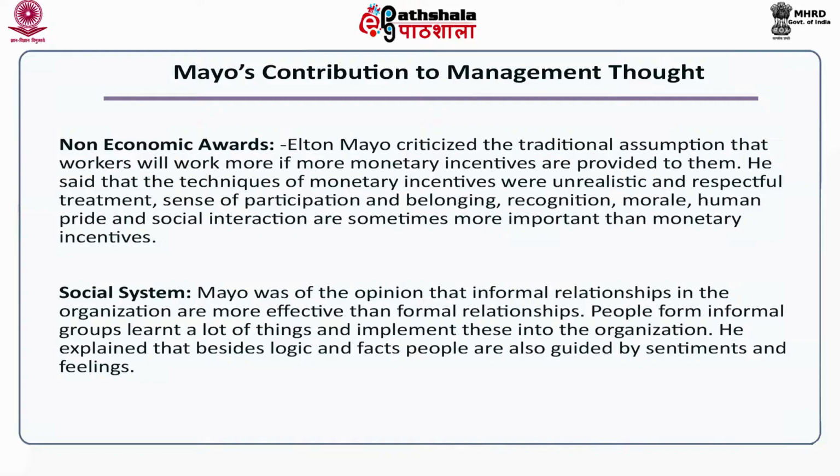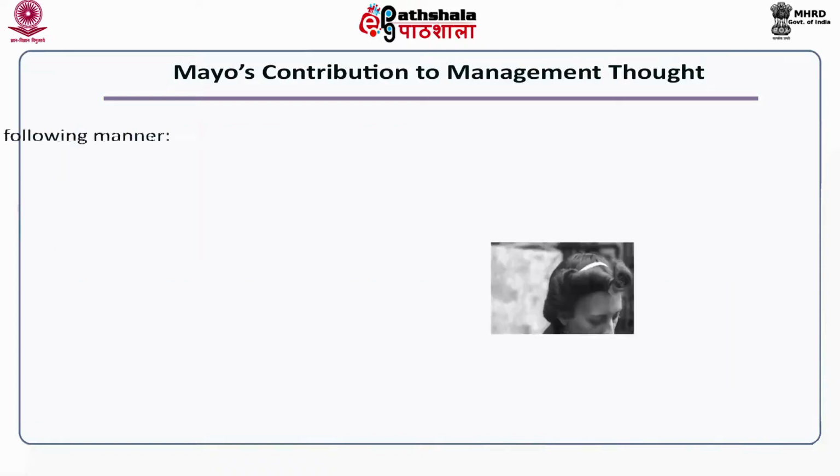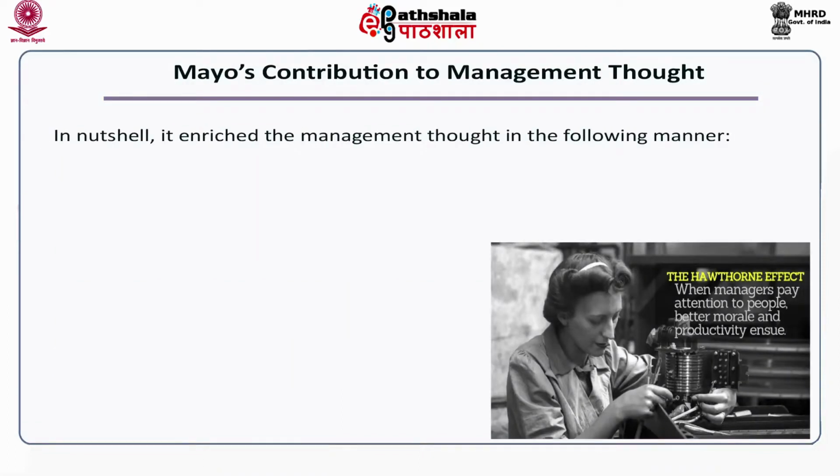Social system. Mayo was of the opinion that informal relationships in the organization are more effective than formal relationships. People from informal groups learned a lot of things and implemented these in the organization. He explained that besides logic and facts, people are also guided by sentiments and feelings. In a nutshell, it enriched management thought in the following manner.